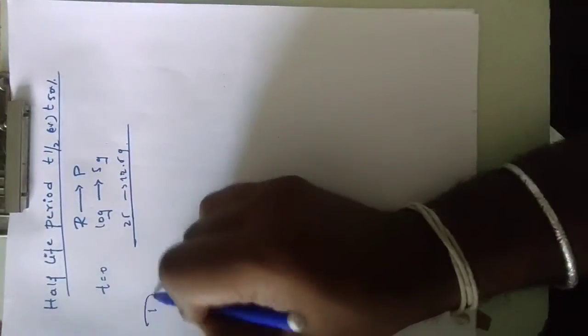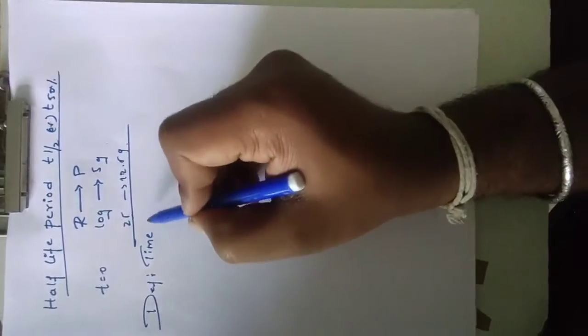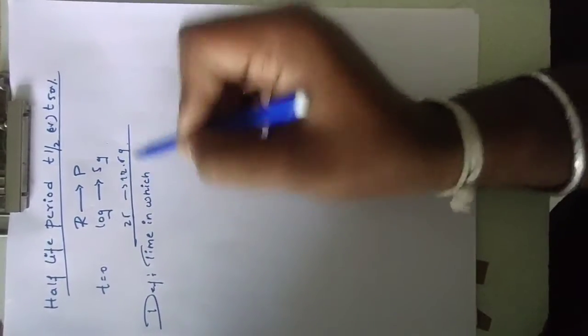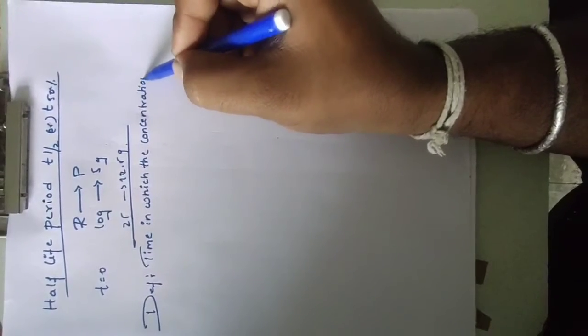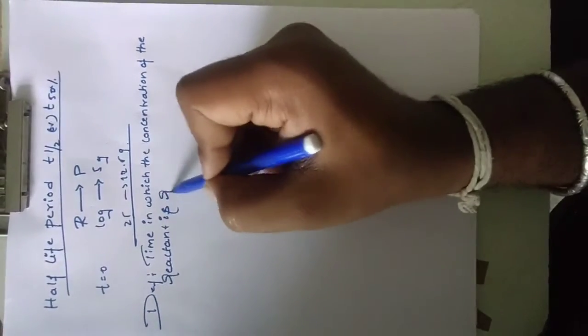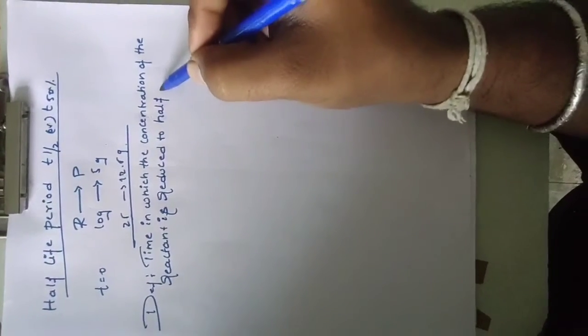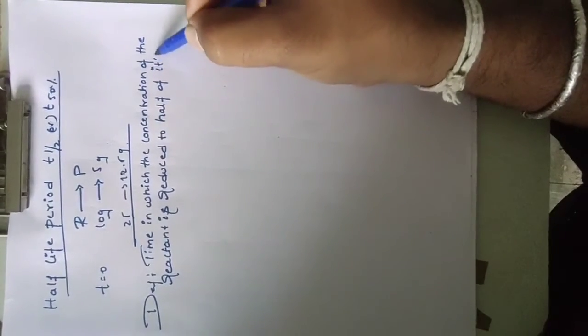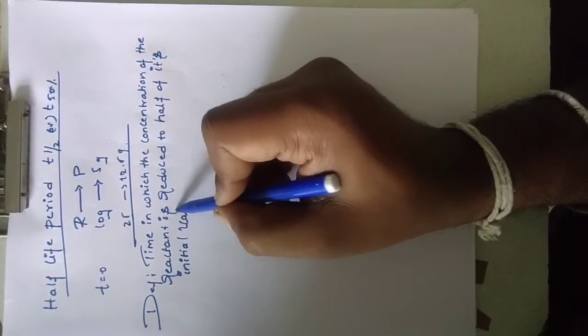We will write the definition: time in which the concentration of the reactant is reduced to half of its initial value. Example, you can write this only.